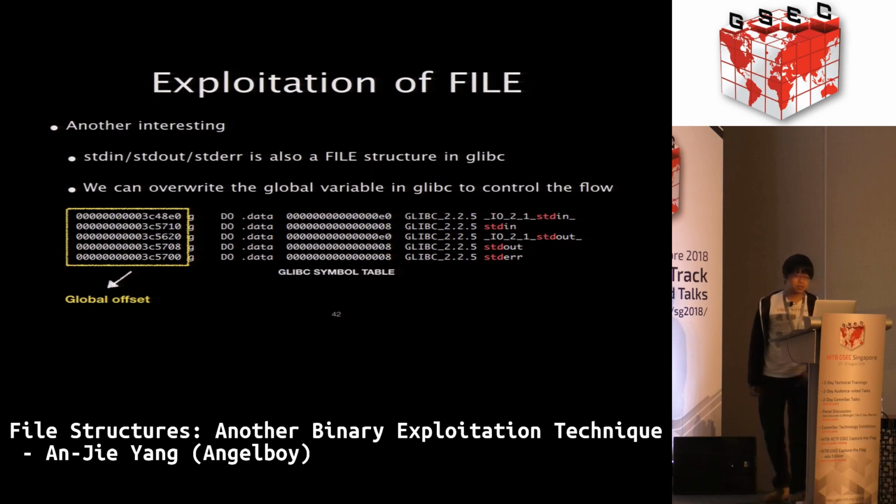Another interesting point: standard in, standard out, and standard error are also file structures in glibc. Therefore, we can override these global variables if we have the base address of glibc. When the program uses some string-related function, it will use them as the file pointer and we can control the flow. The above is the basic usage of exploiting the file structure.